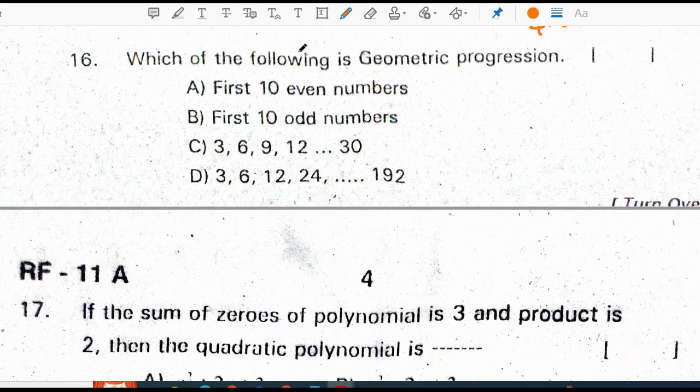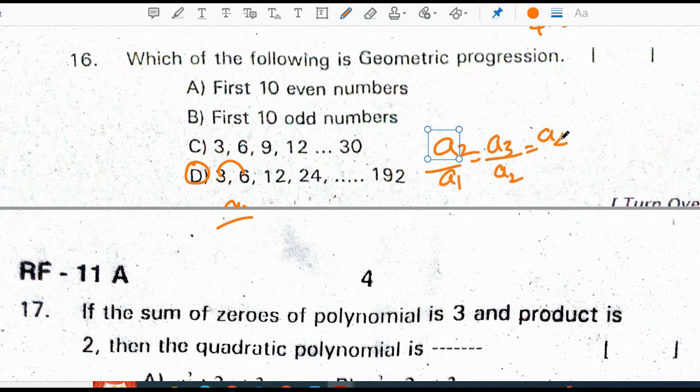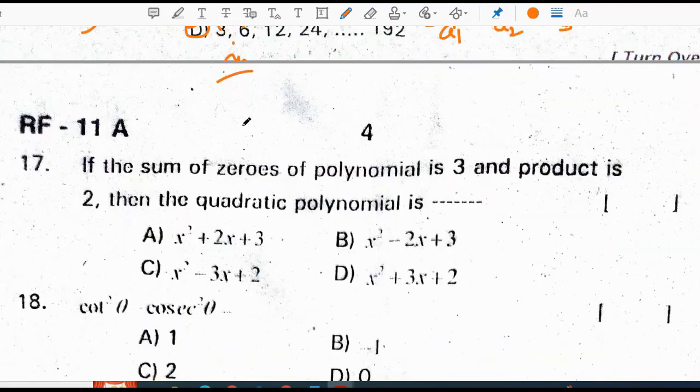Which of the following is in geometric progression? So D option is in geometric progression because in geometric progression its ratio should be same. A2 by A1 should be same as A3 by A2 should be same as A4 by A3. Clearly 6 by 3, 12 by 6, 24 by 12 all are equal to 2. So correct option is D.